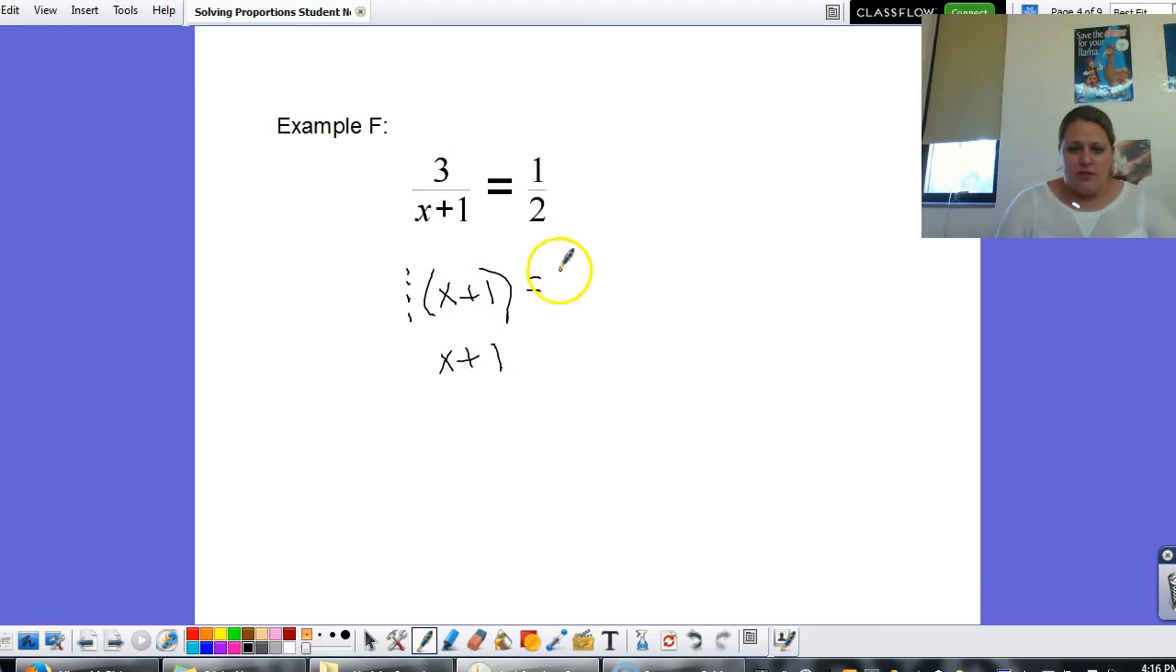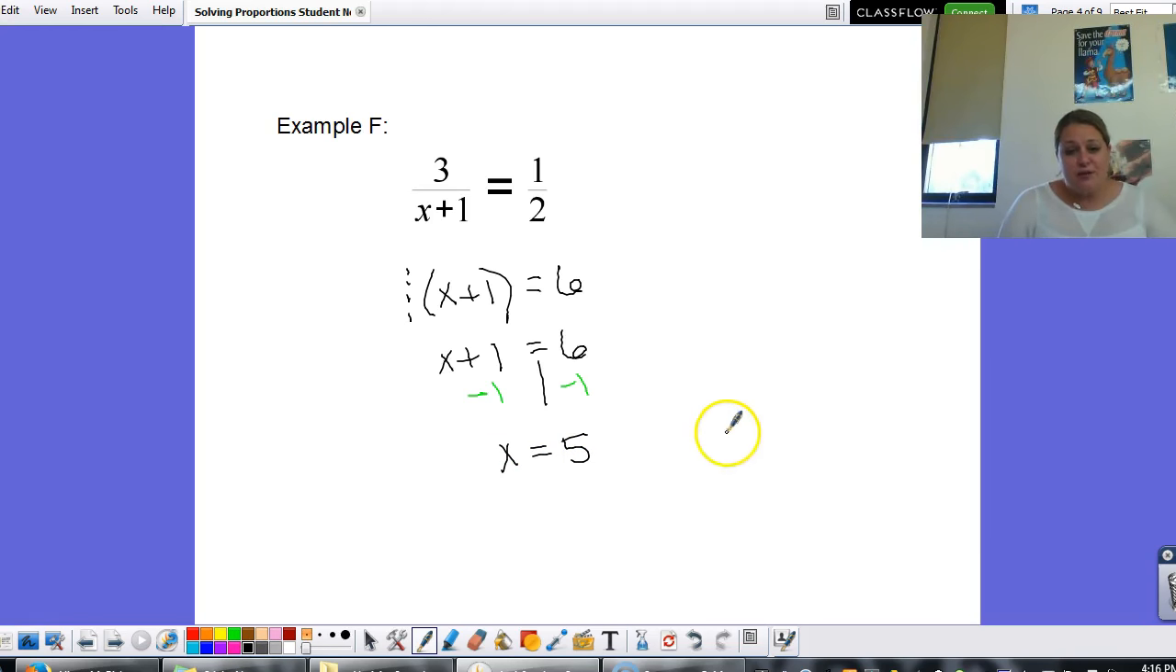What's going on the other side? A 6. So this ends up being not too bad. A little baby one-step equation. Subtract 1 from both sides, and we are left with x equals 5.